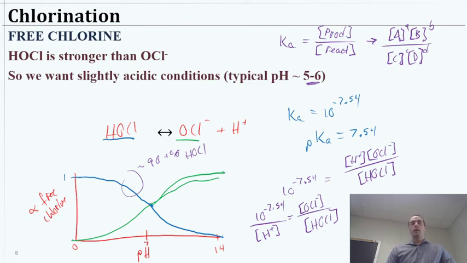Well, it's at whatever pH makes that right side equal to 1, right? Because anything over itself is 1. So if OCl minus is equal to HOCl, then the right side is 1. So that's the easy way of saying, when are they equal? And the answer is when these two over here are equal. So that means at pH 7.54.